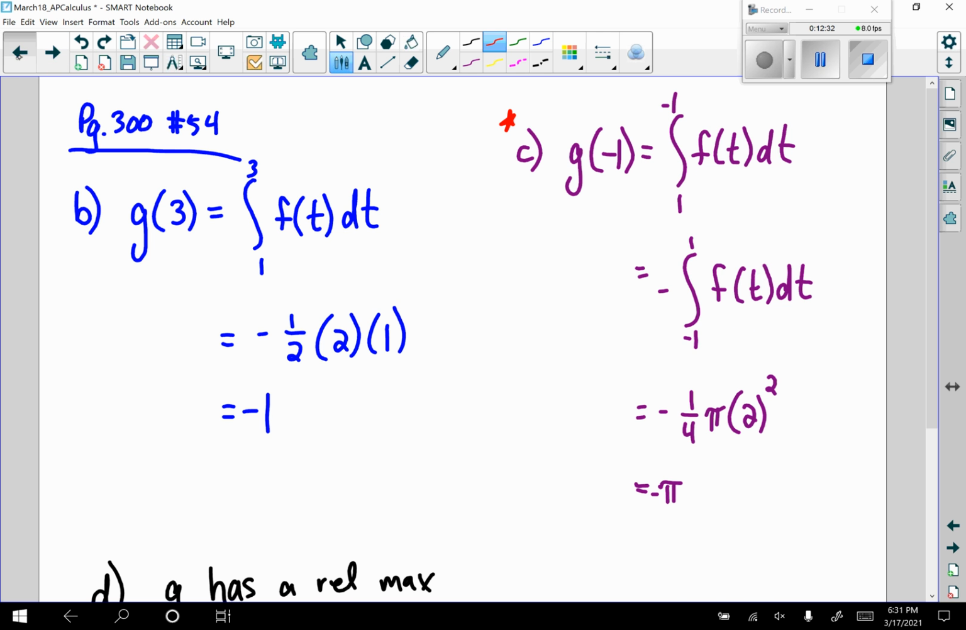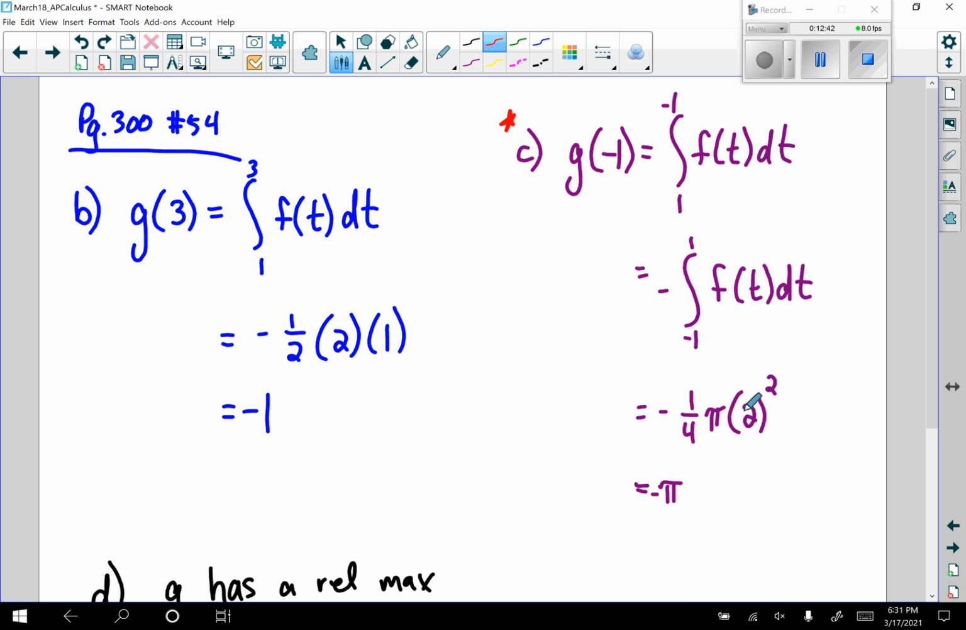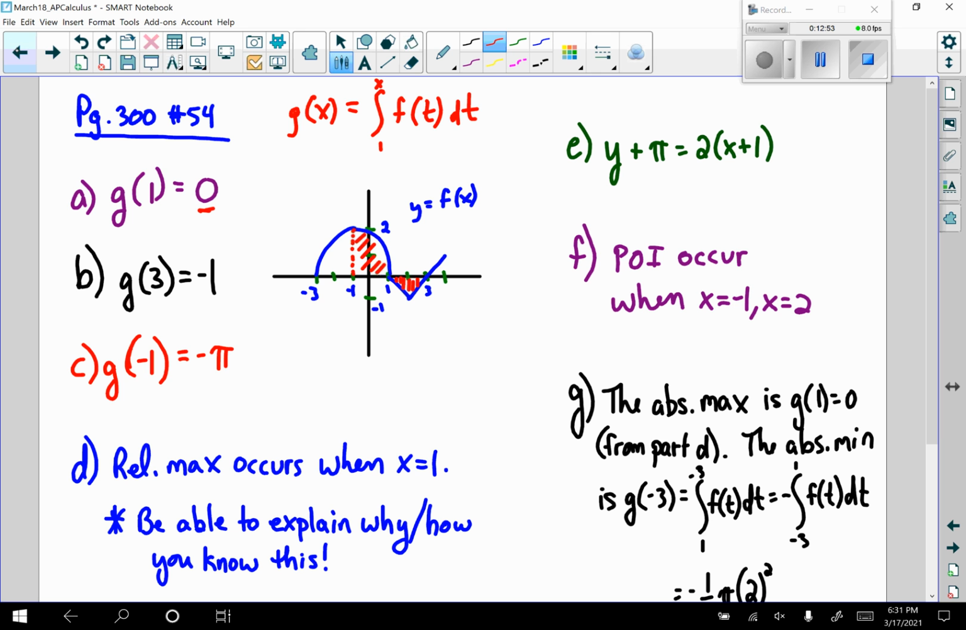Now if we go back to the graph, negative 1 to 1 makes a half circle right here. Actually half of the half circle, so we're at a quarter of a circle. So I have 1/4 pi r squared, but it's negative because I had to pull that out or take the opposite when I flip that. So we get negative 1/4 times pi times 4, so we're at negative pi. So that's the value for C.